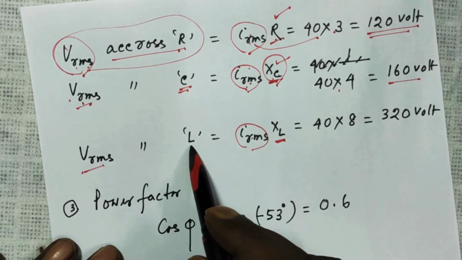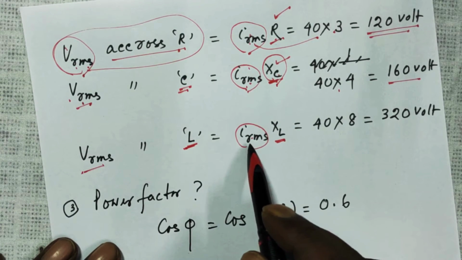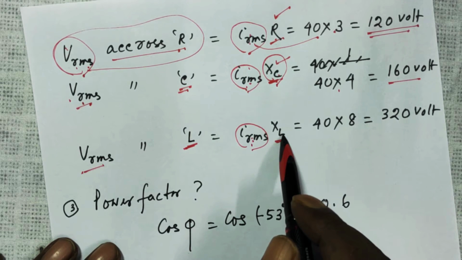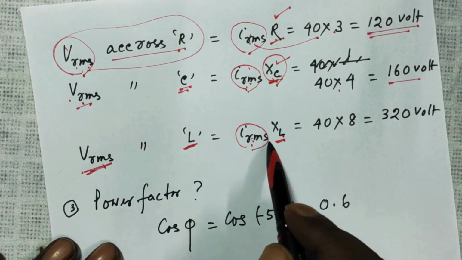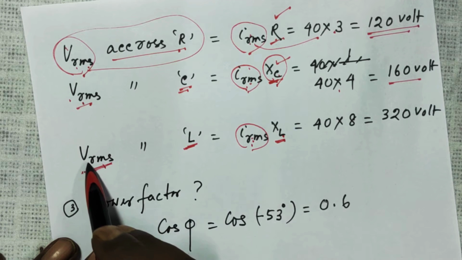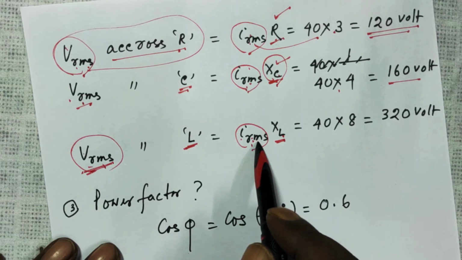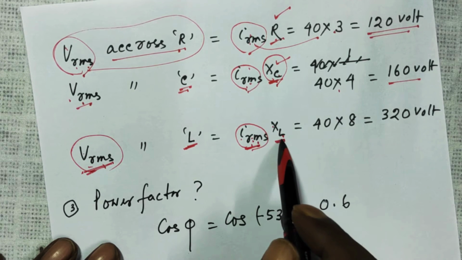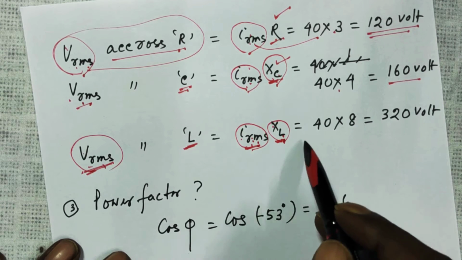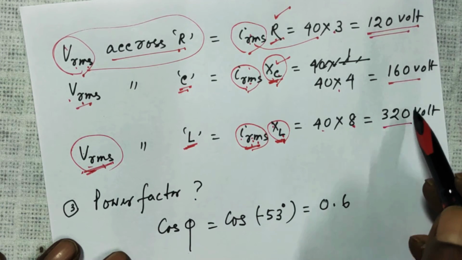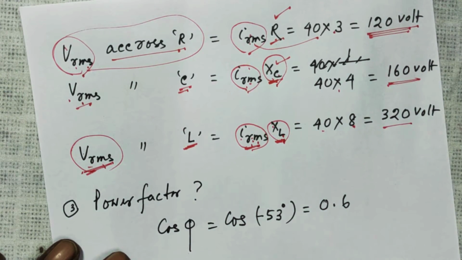Then VRMS across the inductor will be current into resistance is voltage. We require to find out VRMS, so we have to take IRMS, current IRMS into XL. This is also given in the question as 8. So 40 times 8 is 320 volt.